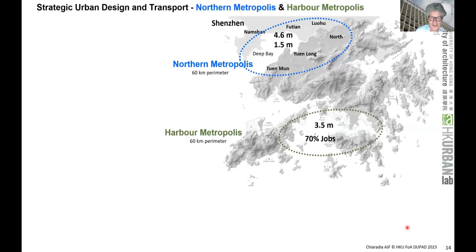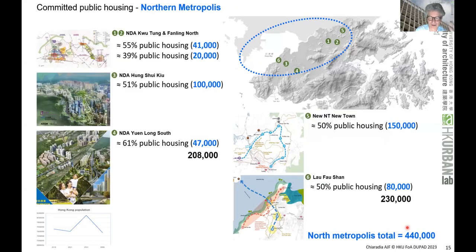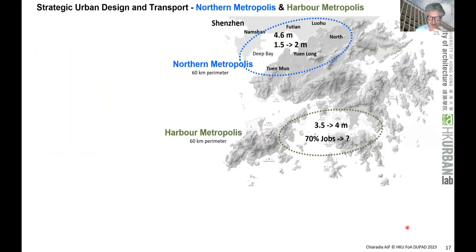So there's a bit of strategic planning. Recently, we have 2 areas: the northern metropolis, with the south of Shenzhen and the north of Hong Kong, and the harbor metropolis, which gives you an idea of what is happening. And there are a lot of projects to increase the population. Essentially, the north is going to increase from 1.5 million to 2 million, and the other one from 3.5 million to 4 million.